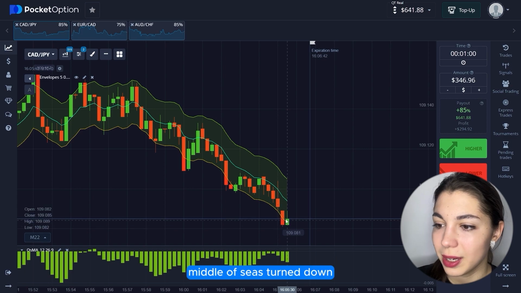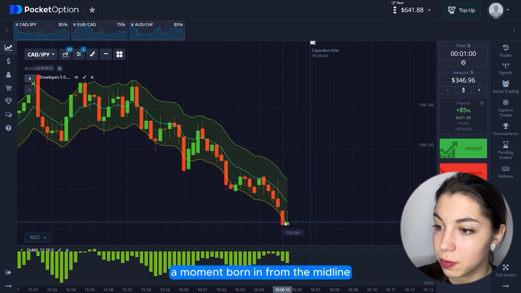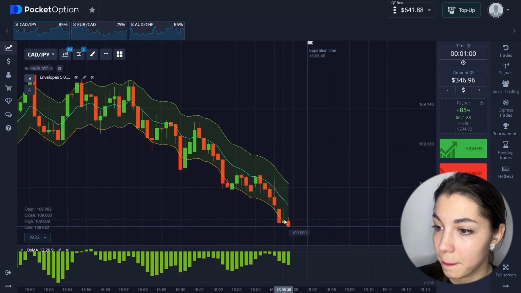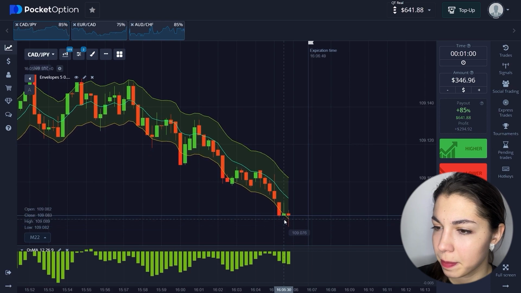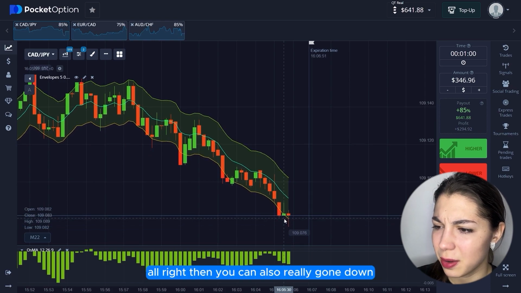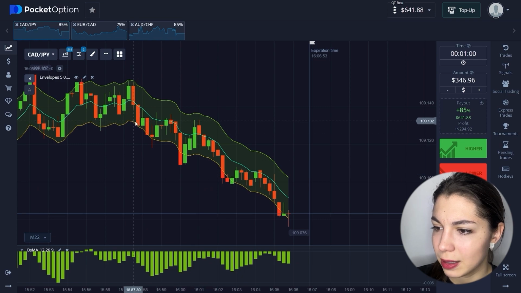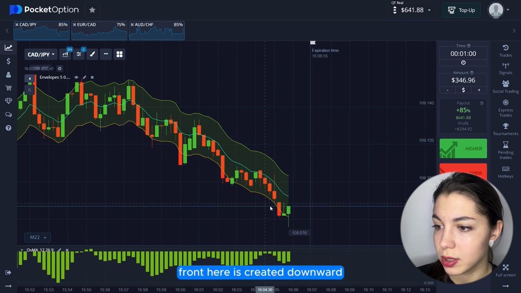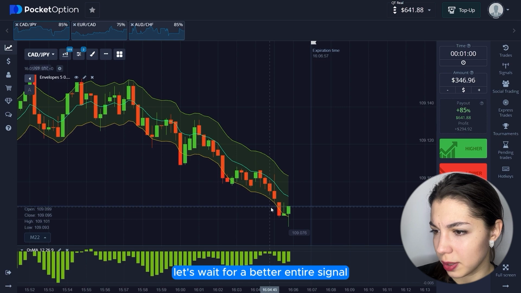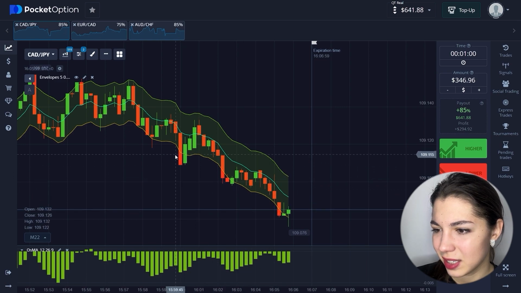Immediately we see a strong downward movement rebounding from the midline. Right, and you can also see it already went down and immediately bounced back. The trend here is clearly downward. Let's wait for a better entry signal.